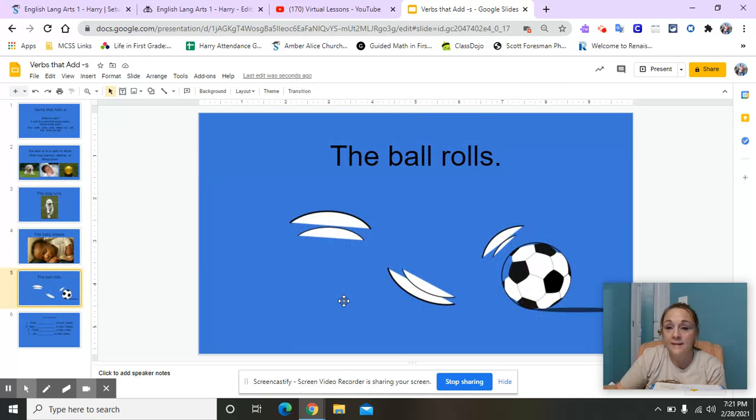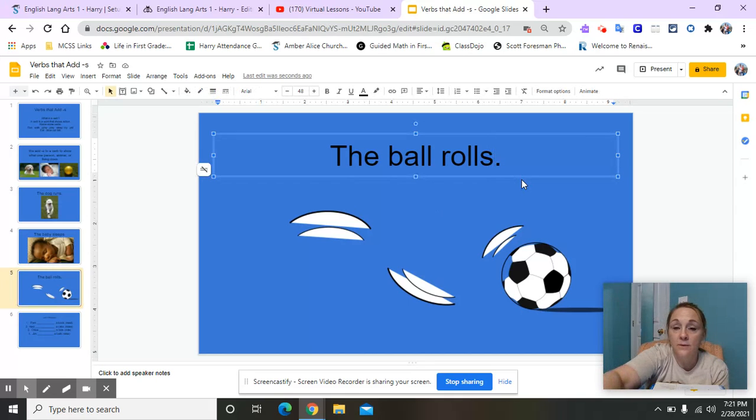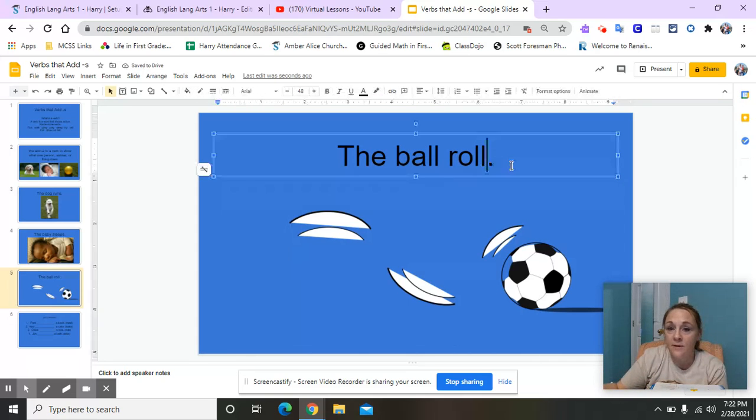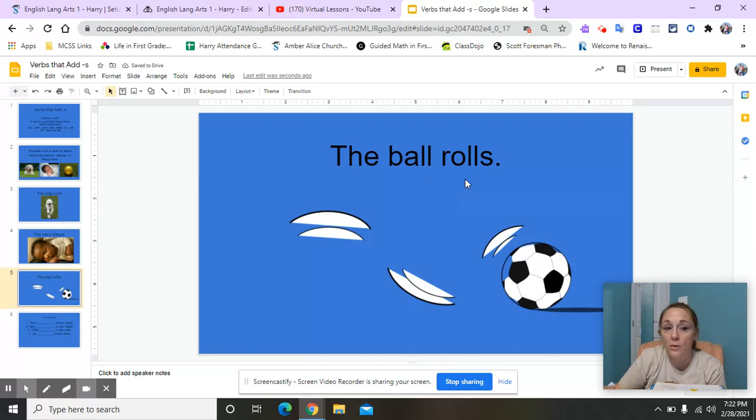And our last example is what? Read that sentence. The ball rolls. There's one noun. You add an S to the verb to show what one noun does. When you take the S away, the ball roll, that doesn't follow the rule. The rule is you add S to a verb to show what one noun does. The ball rolls.